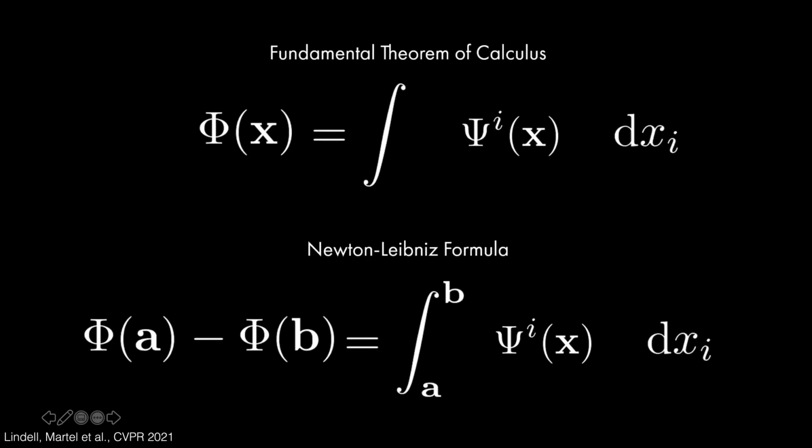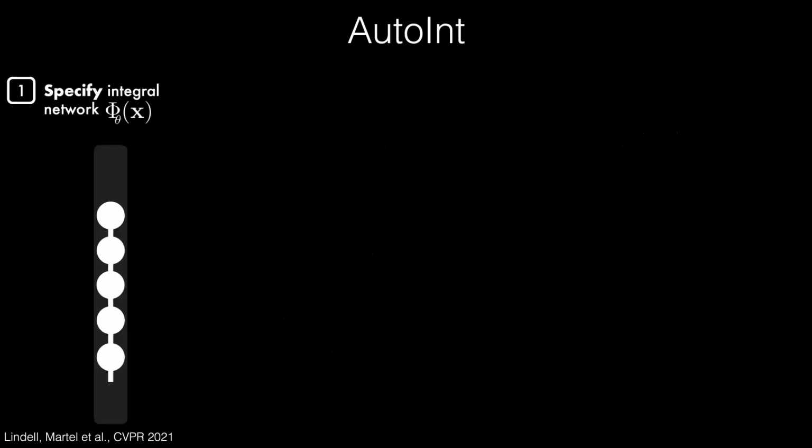So if there's a way to find the antiderivative of your neural scene representation, then you can efficiently calculate any integral with just two evaluations instead of hundreds or thousands. And trying to automate this was the idea behind AutoInt. And what we did here is, instead of specifying the function that represents the density and the color of the scene, so the volume, if you want, we actually define an MLP that represents the antiderivative of that function. So the MLP represents phi in this case.